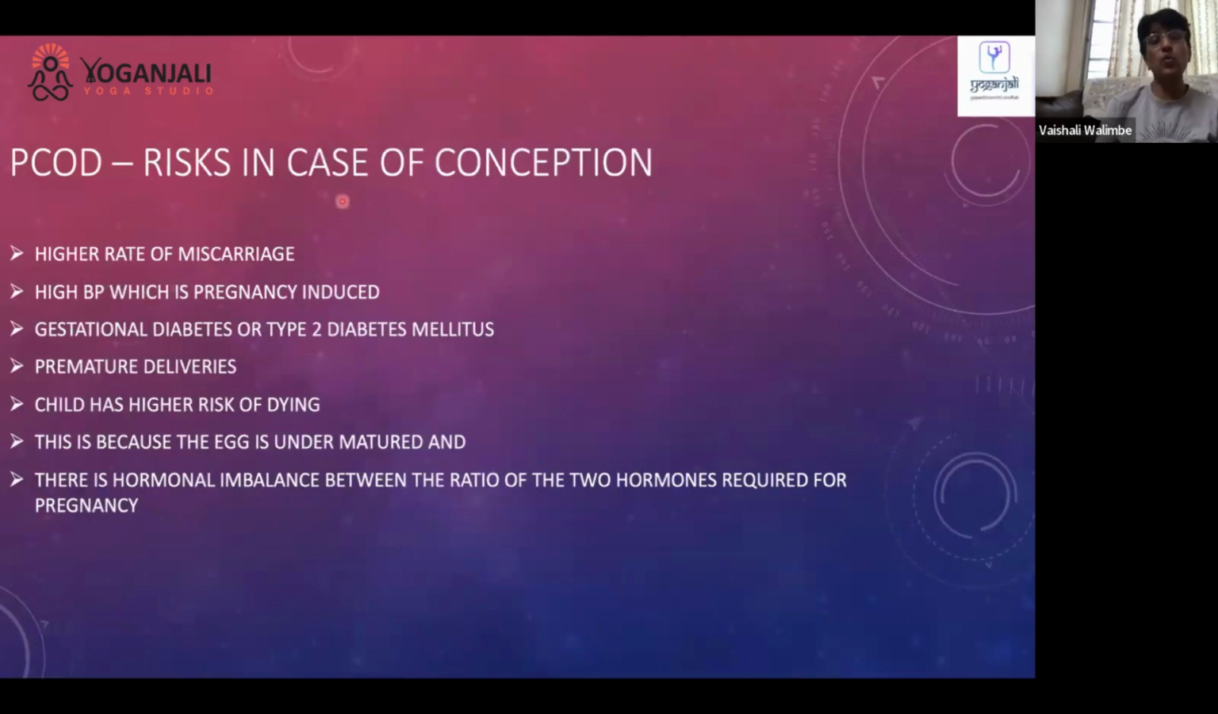Supposing we do conceive, there is a higher rate of miscarriage because the egg is not properly fertilized, so there is a very high danger of miscarriage. Also, we can get high BP, which is pregnancy induced, or diabetes, or type 2 diabetes, or premature deliveries, or the child has a higher risk of dying after being born also because it is not properly formed. This is because the egg is under matured and there is hormonal imbalance between the ratio of the two hormones.